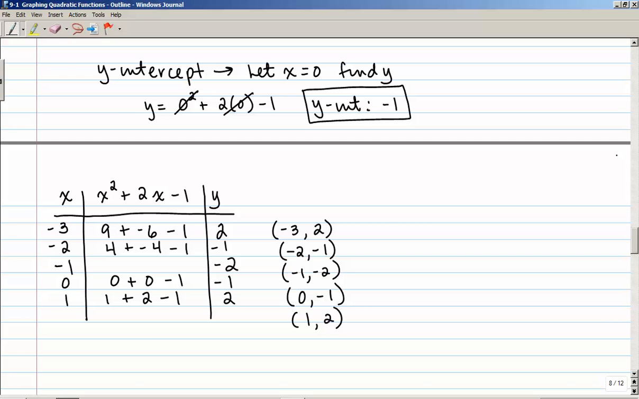Notice in the y values, notice how in my table I have a -2 in the middle, and then on either side of the -2 I have -1s, and then beyond that I have 2s. That's exactly what I'm going to be looking for: there should be symmetry in the y values that I get. If not, then you've done something wrong. Okay, so let's go ahead and graph this.